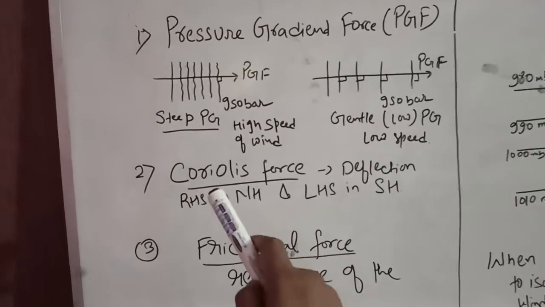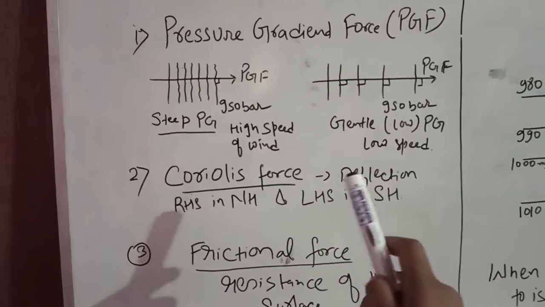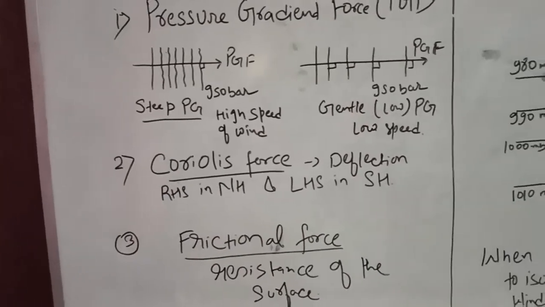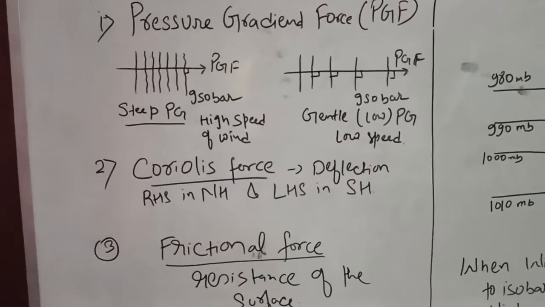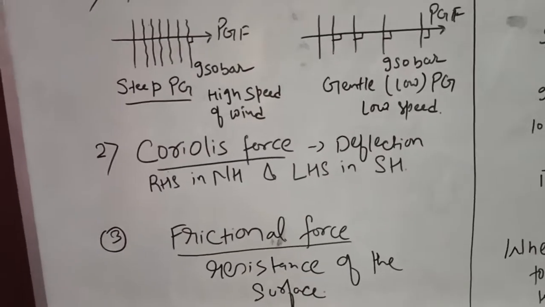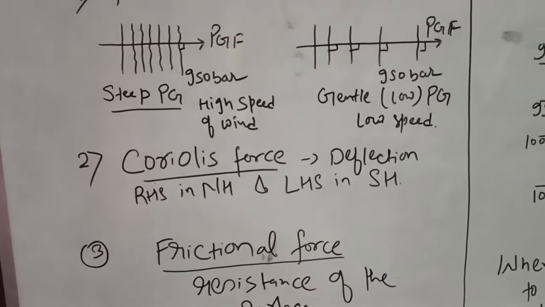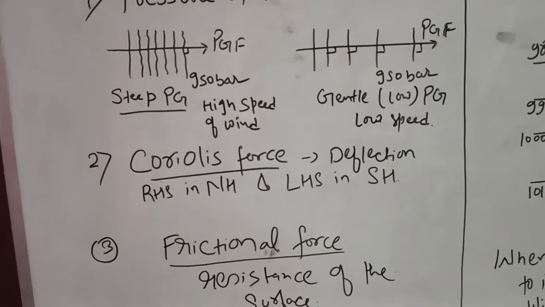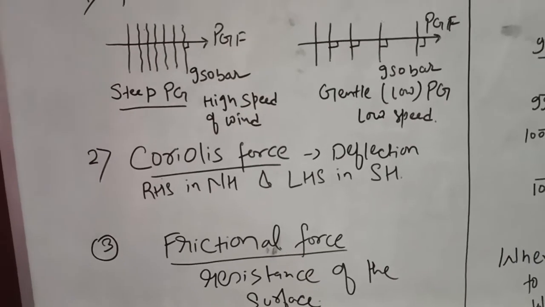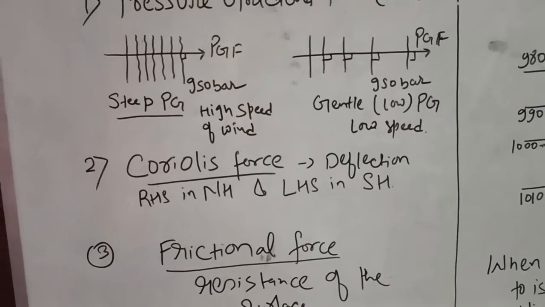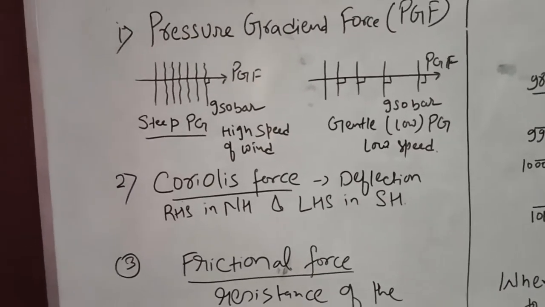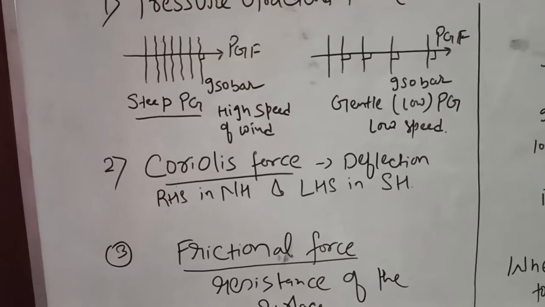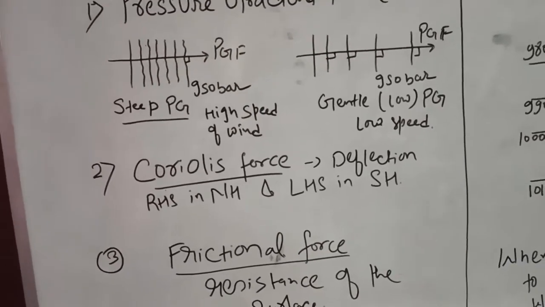Okay, so second one is your Coriolis force. Now what is exactly the Coriolis force? This is one effect of the rotation of the earth. When earth rotates on its axis, it produces one force called the Coriolis force, and what this force does is deflect the direction of the wind. Only the direction of the wind will be deflected, speed will remain the same.